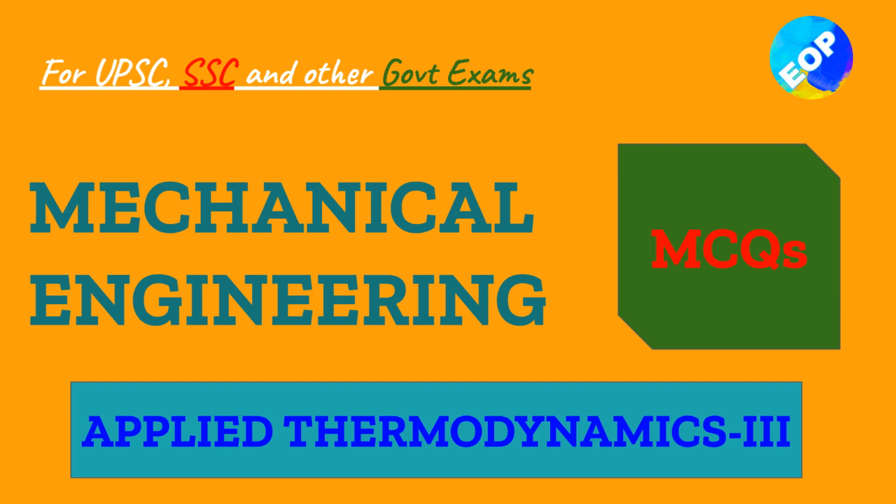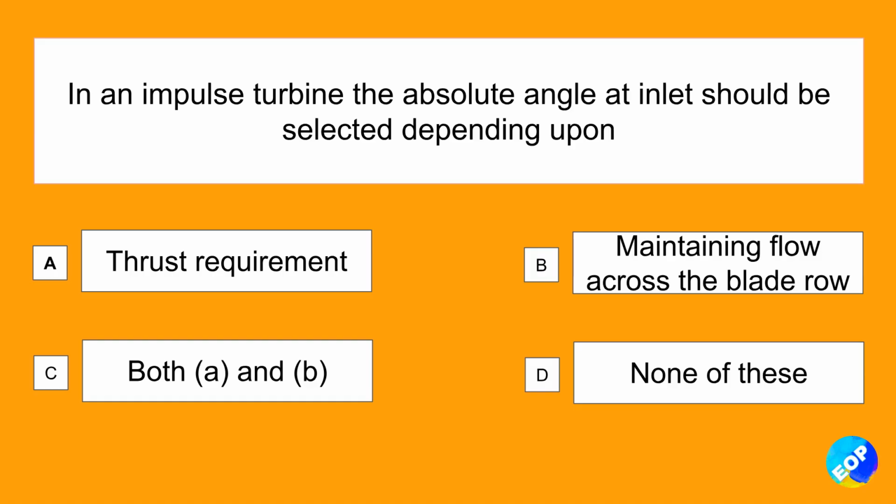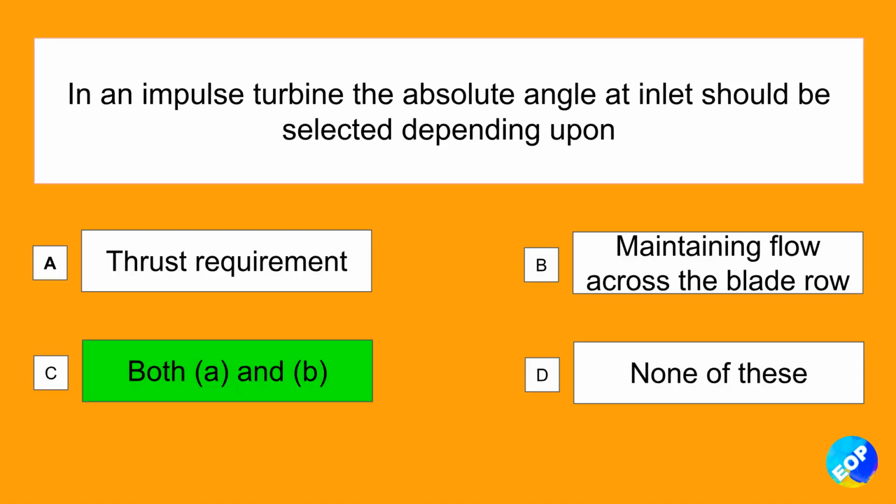Welcome to this video on mechanical engineering, specifically focusing on Applied Thermodynamics-III, prepared for UPSC, SSC, and other government exams. Let's look at our first question. In an impulse turbine, the absolute angle at the inlet should be selected depending upon what? The correct answer is both the thrust requirement and maintaining the flow across the blade row.